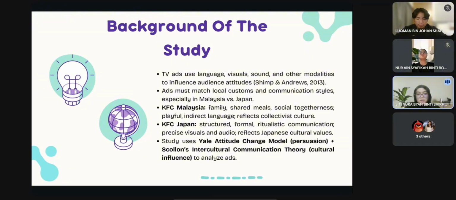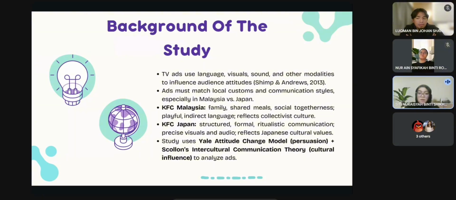To start off our presentation, according to Shim and Andrews in 2013, television advertisements are an important tool for brands to communicate persuasive messages. Specifically, they use a combination of language, visuals, sound, and other modalities to influence audience attitudes and behaviors. Moreover, advertisements must be adapted to local custom and communication styles, especially in culturally distinct countries such as Malaysia and Japan. For example, KFC advertisement in Malaysia emphasizes more on family, shared meals, and social togetherness, and they use a playful and indirect language, which reflects Malaysia's collectivist culture.